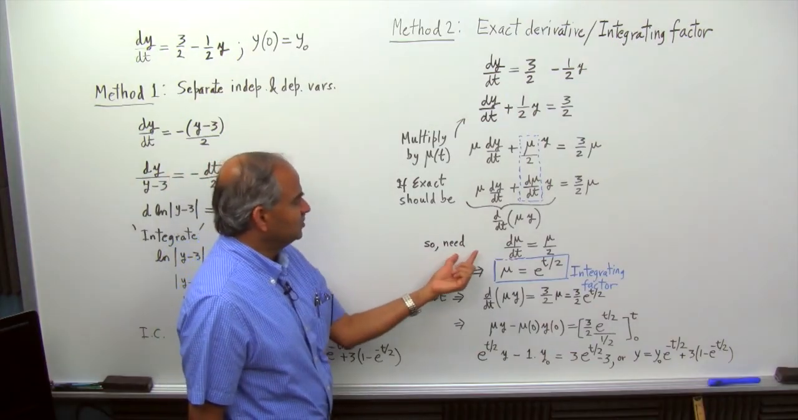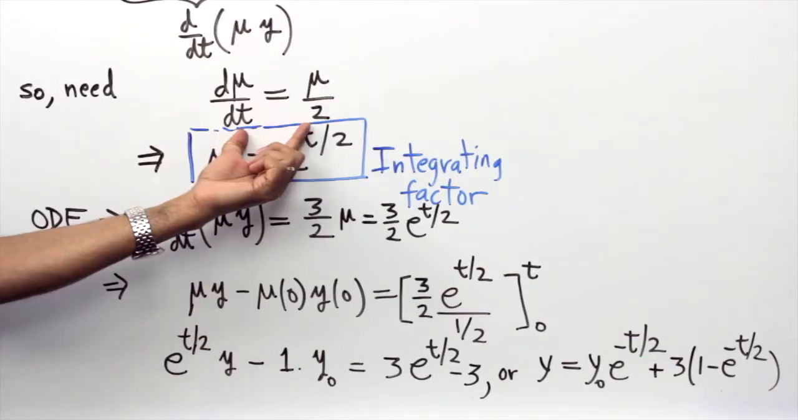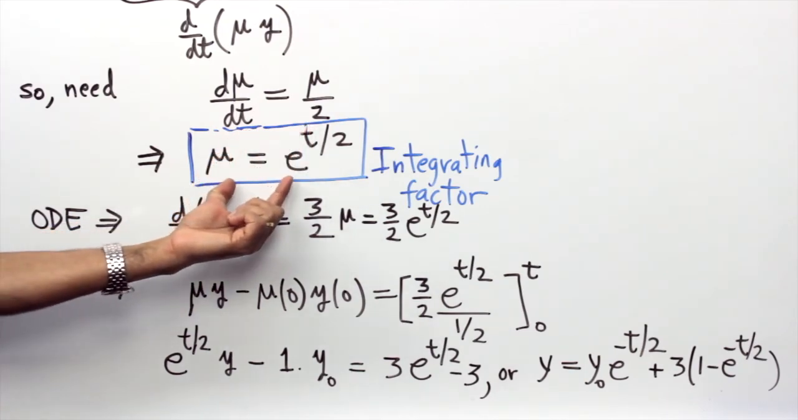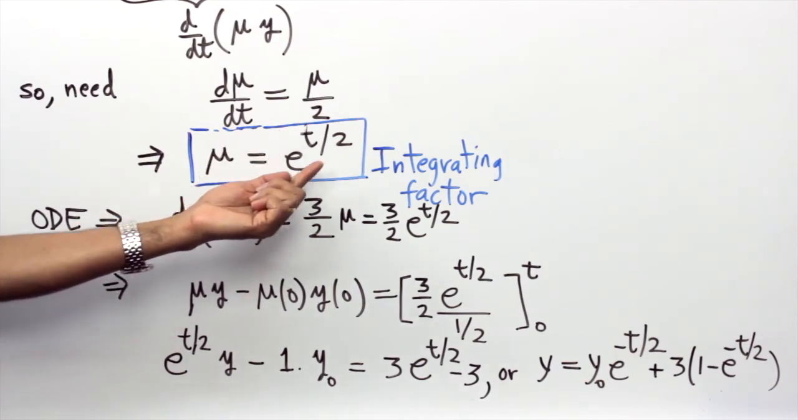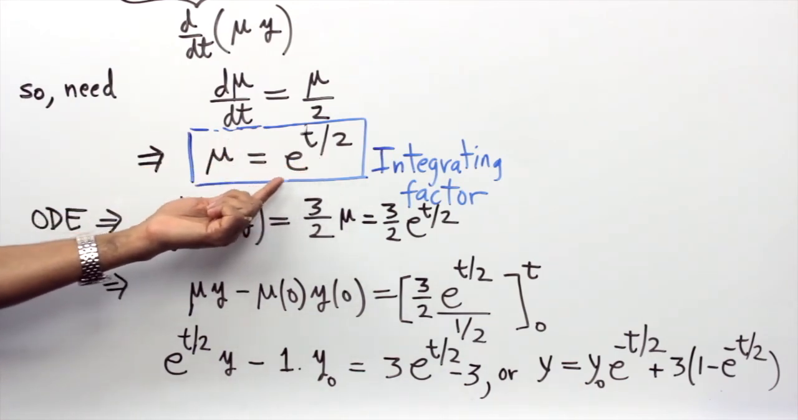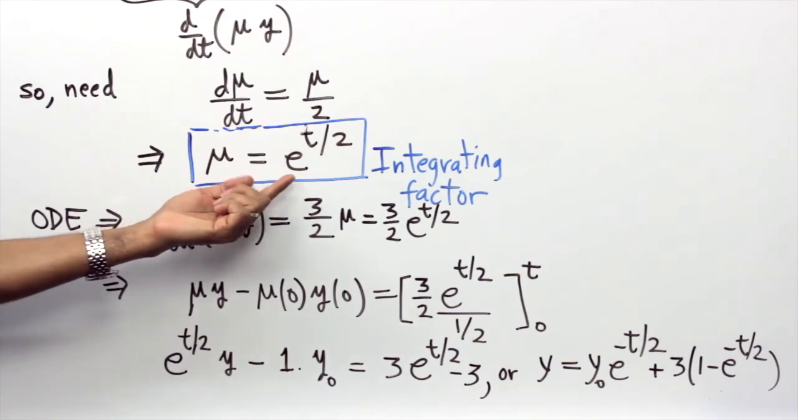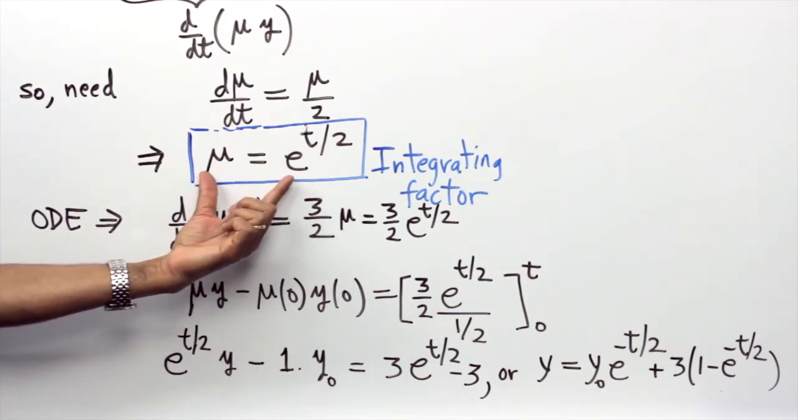So as we saw, in order to have the equation in exact derivative form, we need to choose mu so that mu satisfies this equation, d mu/dt equals mu over 2, and that has a very straightforward solution that we can integrate once, and we will see that mu equals exponential of t over 2. In general, there can be a constant of integration, and I'm choosing the constant of integration to be 1 here. So this is one possible integrating factor.